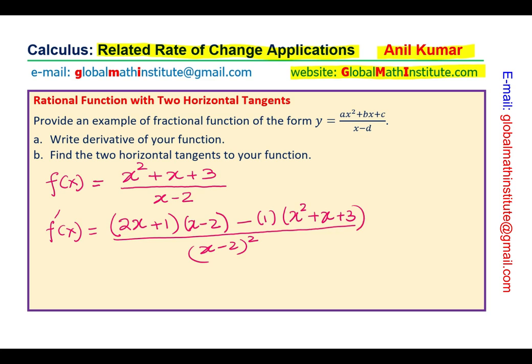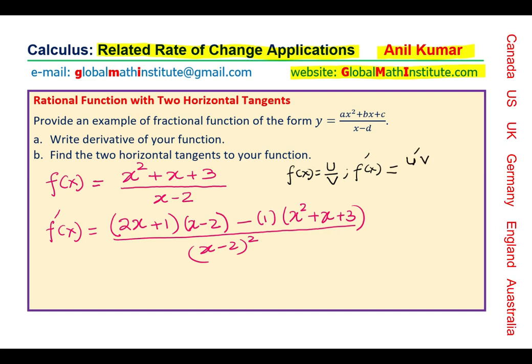So at this stage, what we have done is that if we have a function f of x of the form u over v, in that case, what is the derivative? Derivative is basically equal to derivative of u times v minus u times derivative of v, over v square. So this quotient rule has been applied. Derivative of x square plus x plus 3 is 2x plus 1, right? So I hope it makes sense.